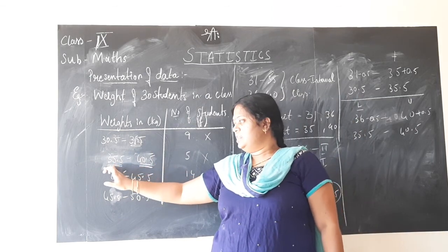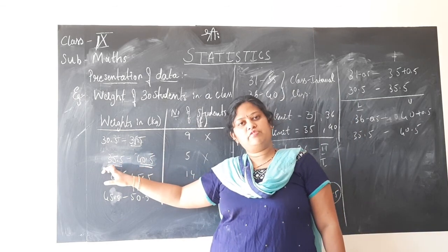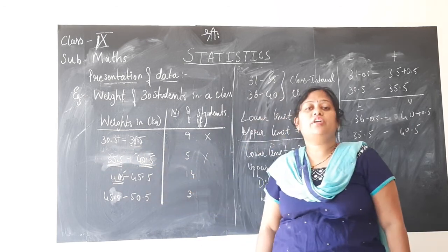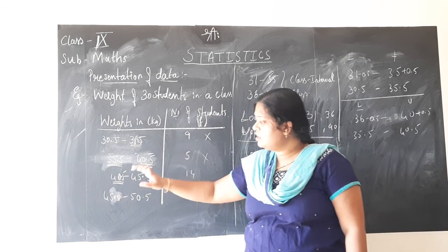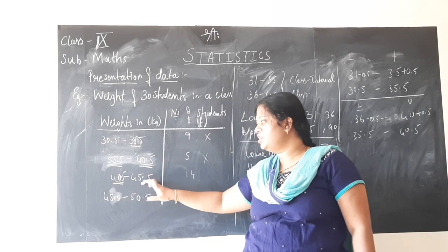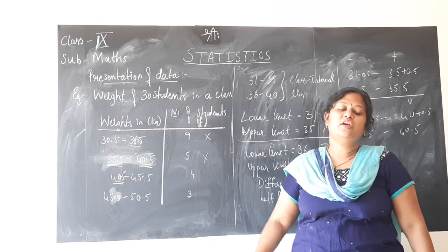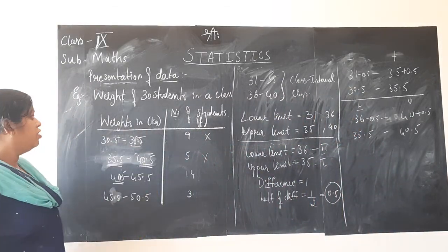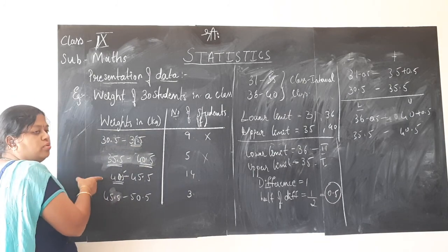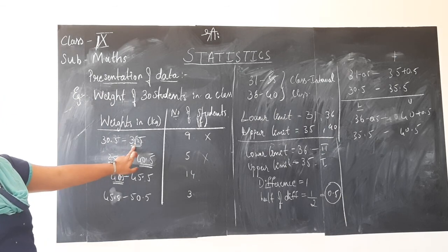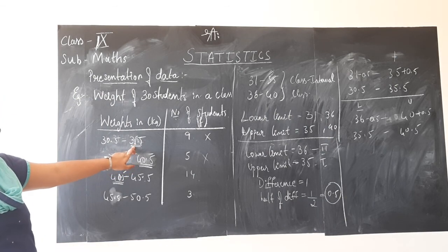In the second class interval, we add the students who are weighing 35.5 kg to 40.5 kg. In the third class interval, we add the students who are weighing 40.5 kg to 45.5 kg. So always, when you are adding children, make sure that you add that student in the next class interval, not in this class interval.